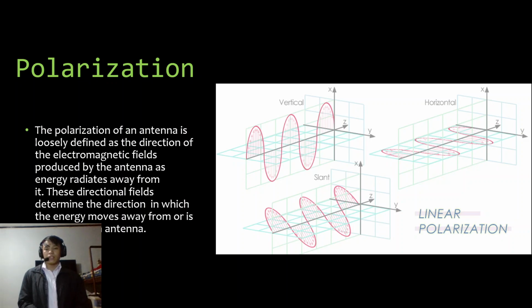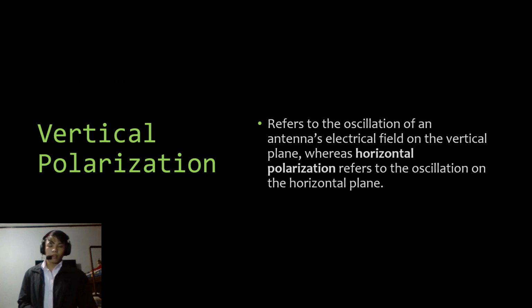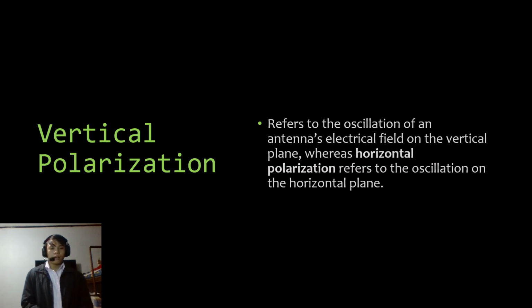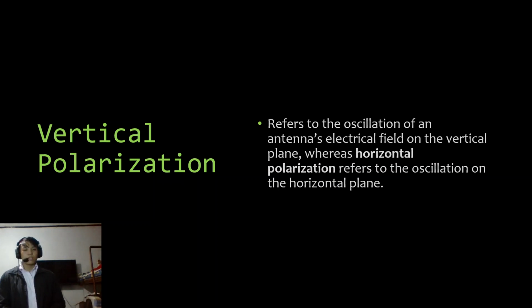These directional fields determine the direction in which the energy moves away from or is received by an antenna. Vertical polarization refers to the oscillation of an antenna's electrical field on the vertical plane, whereas horizontal polarization refers to the oscillation on the horizontal plane.